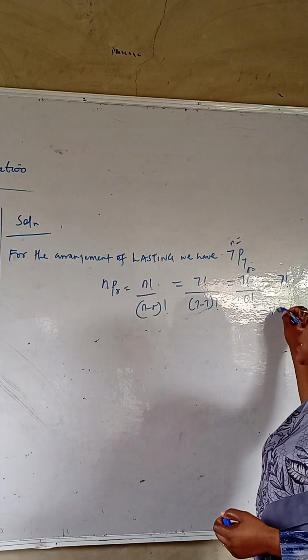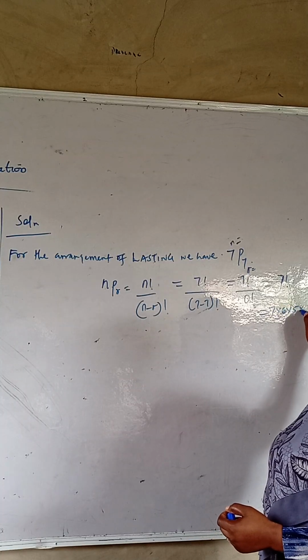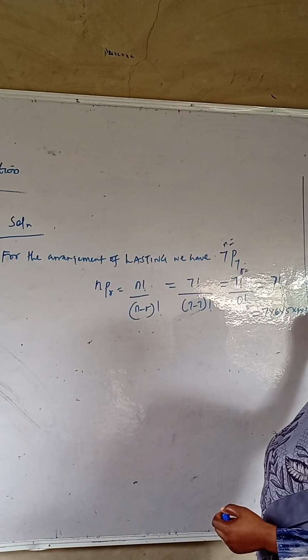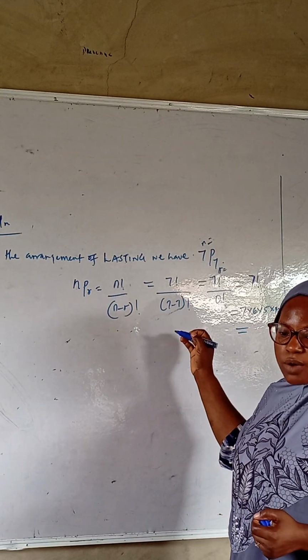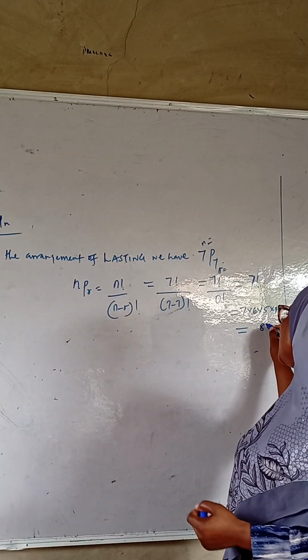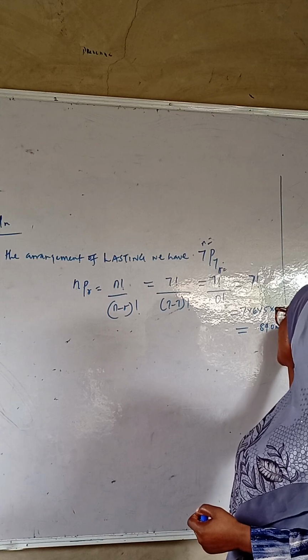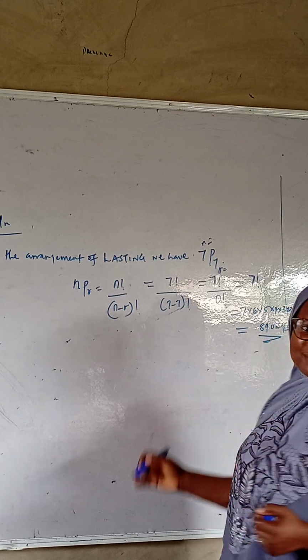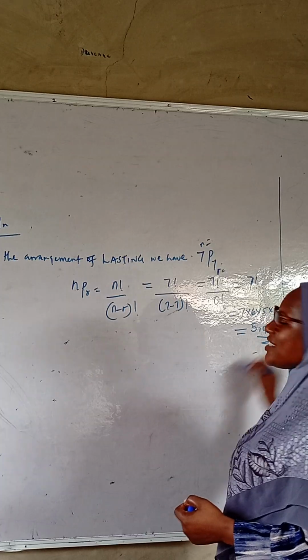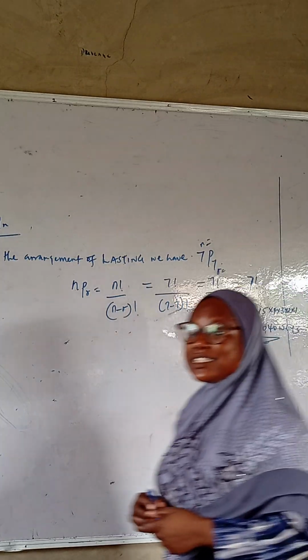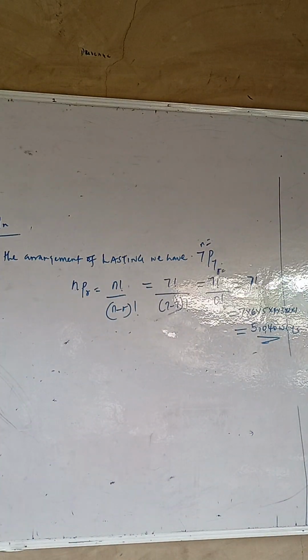7 factorial, if you evaluate, is 7 times 6 times 5 times 4 times 3 times 2 times 1. And what would that give us? 840? 840 ways? No, 1,040 ways? Is that it? We are going to have 5,040 ways. So let's look at example 2. I hope that is clear.